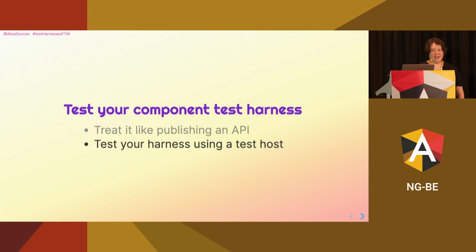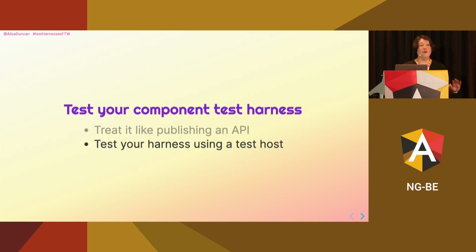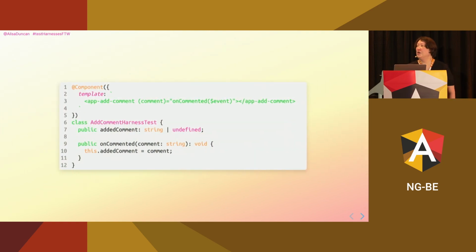In order to test your component test harness, you're going to want to follow this pattern called a test host. Now I'm going to walk through how to do that really fast, but if you haven't done so before, I do have my entire project available on GitHub that you can take a look at and inspect a little bit later if you'd like. So to create a test host, you're going to create a component within the scope of tests.